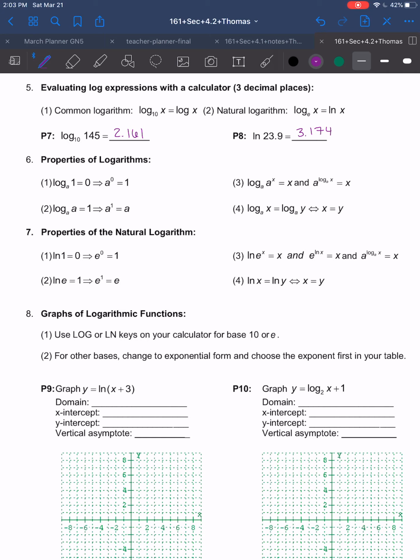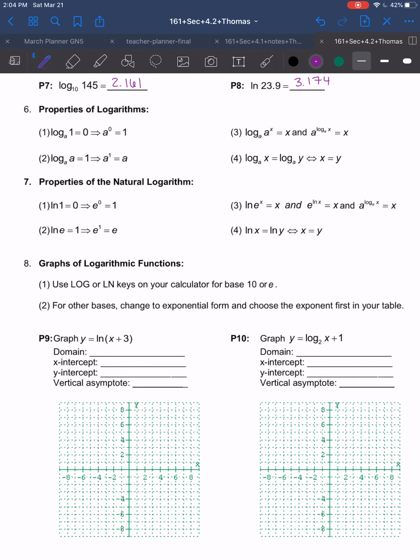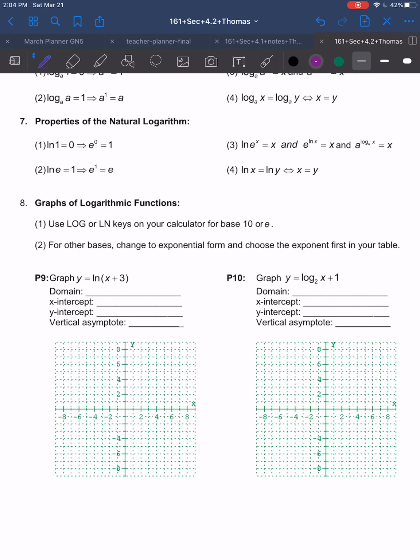And then properties of natural logarithms. Natural log of 1 is 0 because e to the 0 is 1. Natural log of e is 1 because e to the first is just e. The same thing happens with 3 that it does in the logarithms, the same with the natural logs. And then same with 4. If you have ln of x equals ln of y, you can drop the natural logs and say x equals y. And then you can use log or ln on your calculator for base 10 or e.